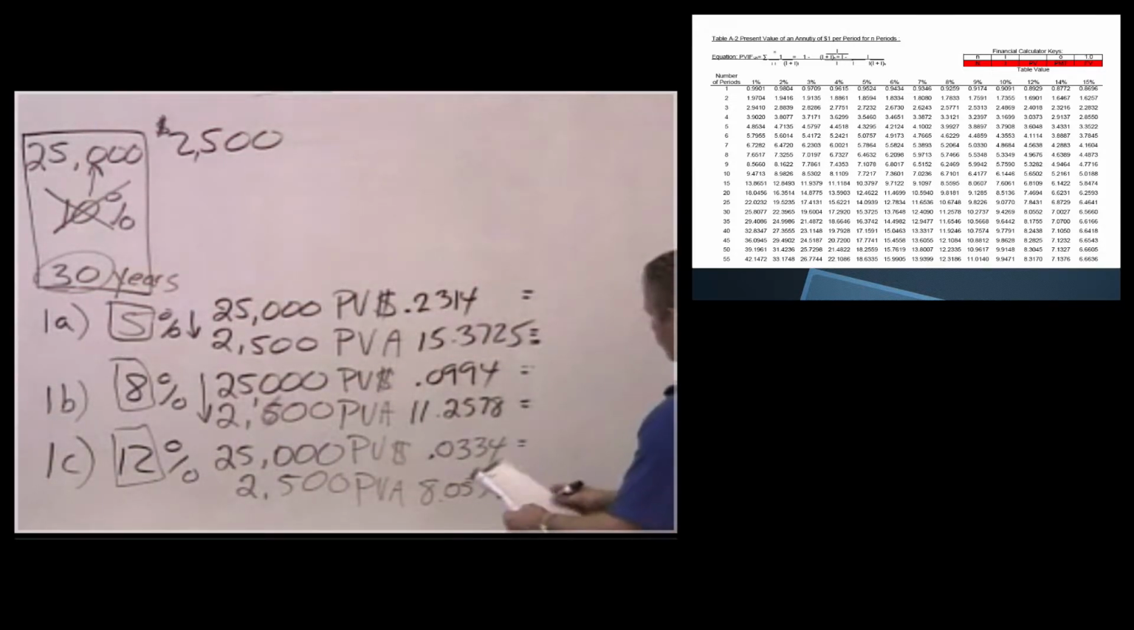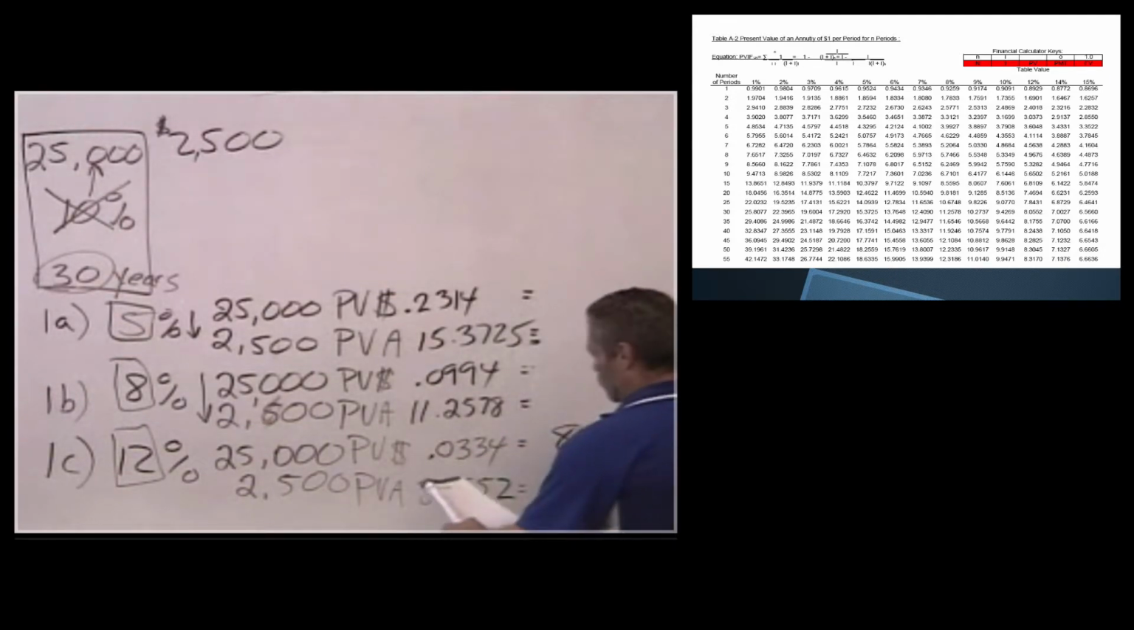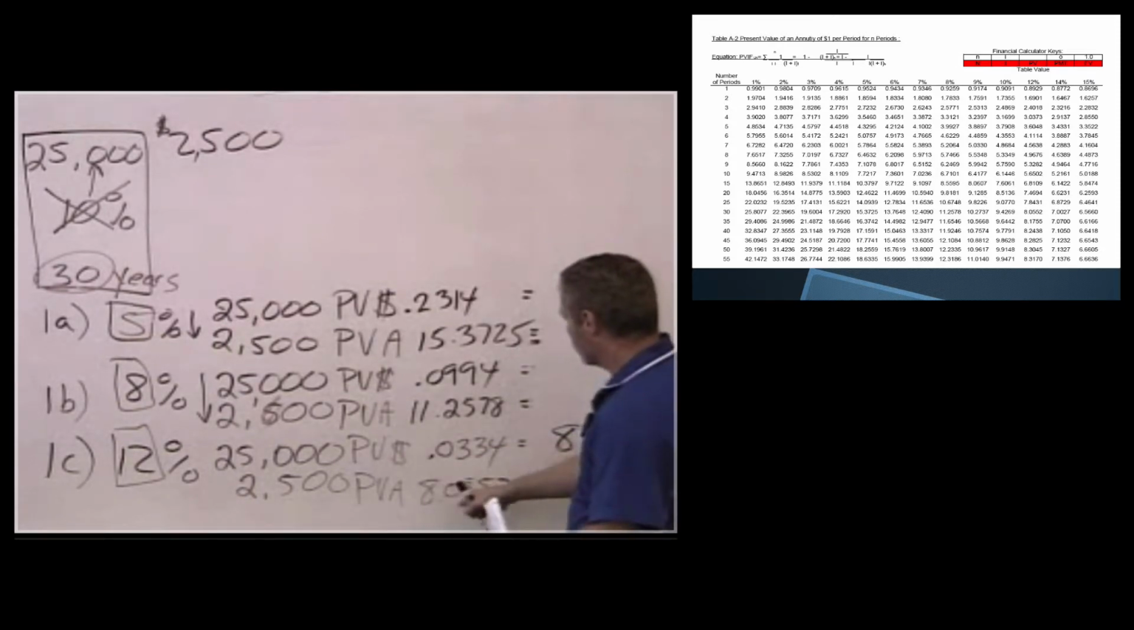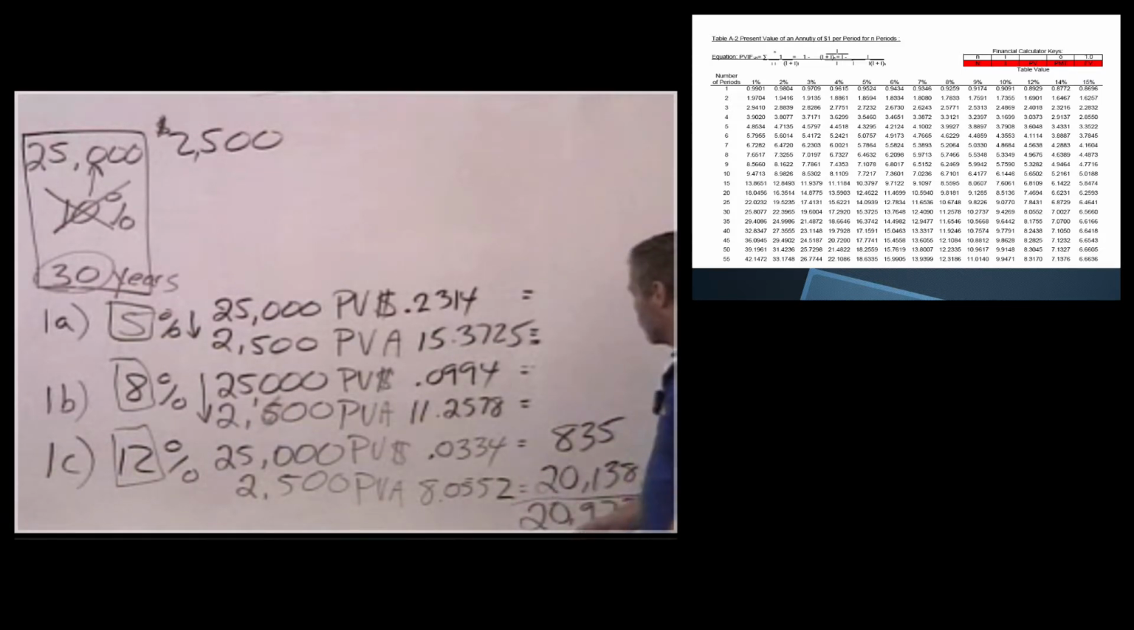So we multiply that one across. We got 0.0334. Gives us a value of only $835. The value of the annuity, 2,500 times 8.0552, gives us 20,138 for a total bond value of 20,973. This bond sells at what we call a discount, because it sells for below face value. And that's the end of question 1.